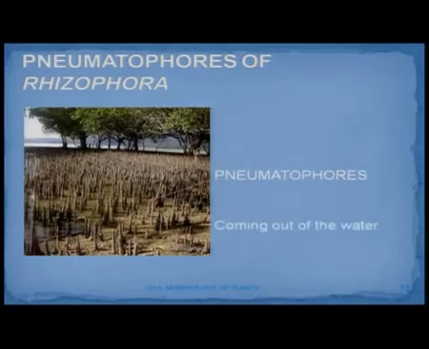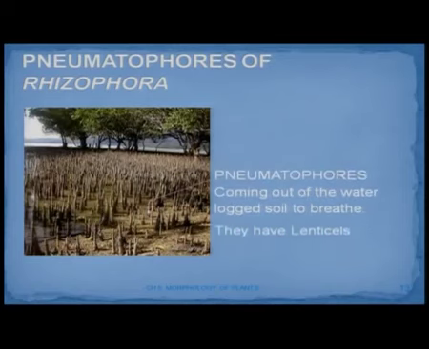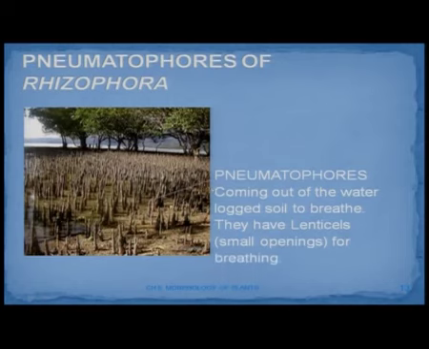Let us see what happens. This is an actual picture of pneumatophores of Rhizophora, and you can see the pneumatophores coming out of waterlogged soil to breathe. How do they breathe? They have lenticels at their tops. Lenticels are very small openings on their tips and they help in breathing.